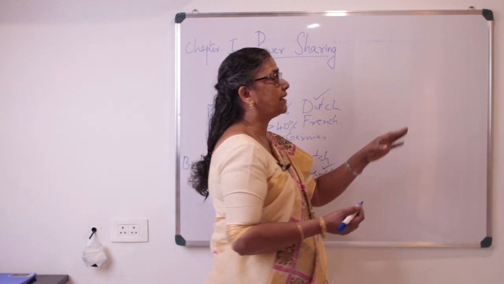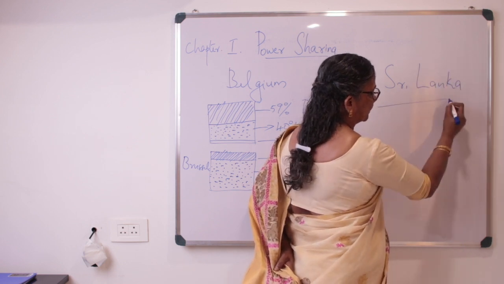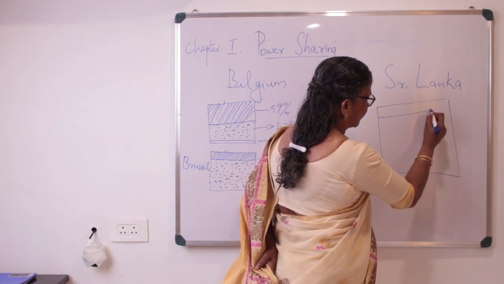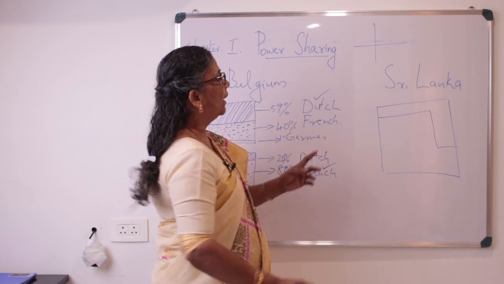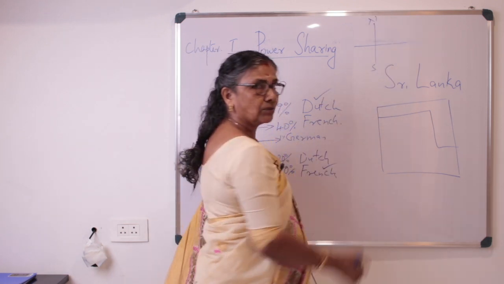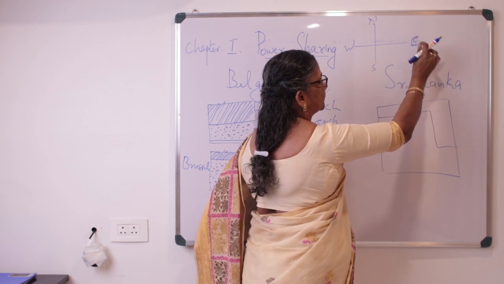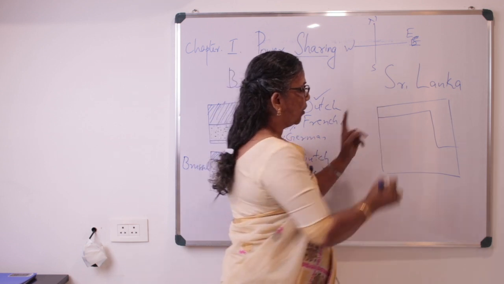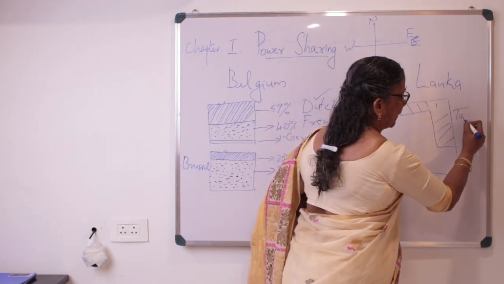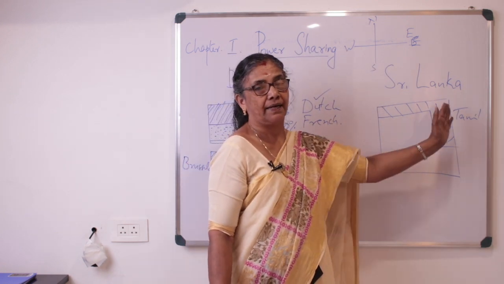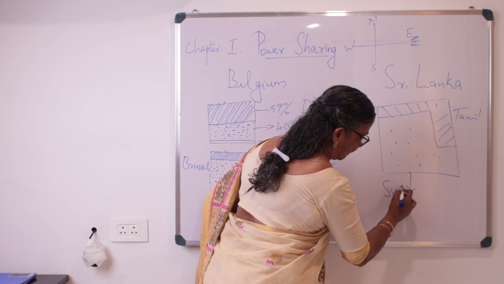Now let us move to Sri Lanka and see what happened there. What about the ethnic composition of Sri Lanka? You know how to get the directions north, south, east and west. In the north and eastern portion of Sri Lanka, we can see more Tamil speaking people, and in the rest of the country the majority are Sinhala speaking people.